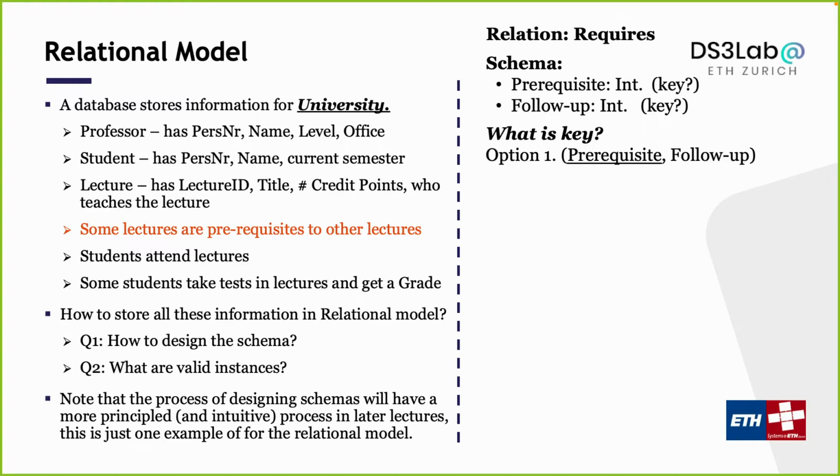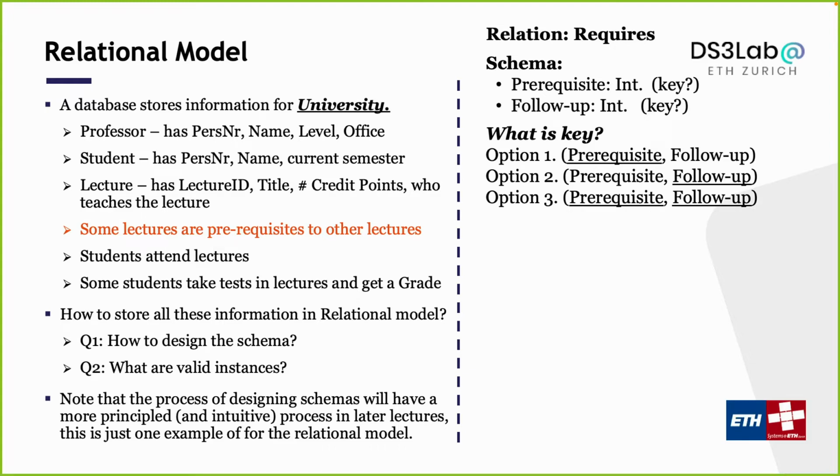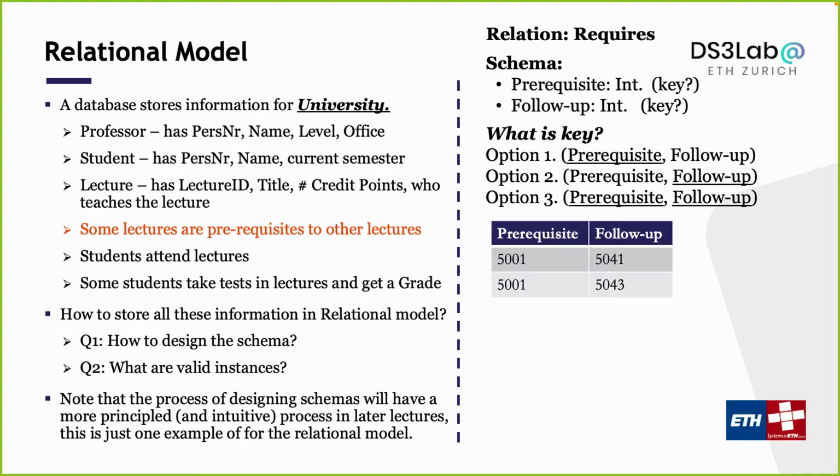The first option is to put prerequisite as the primary key in the schema. What does this mean? The second option is to put the follow-up as the primary key. The third option is to put the combination of them as a primary key. There's no fourth option because you always need to have a key. So let's think about whether this instance is valid for each of these 3 different options. I have only 2 tuples in this instance. Essentially, lecture 5001 is a prerequisite of these 2 different lectures.